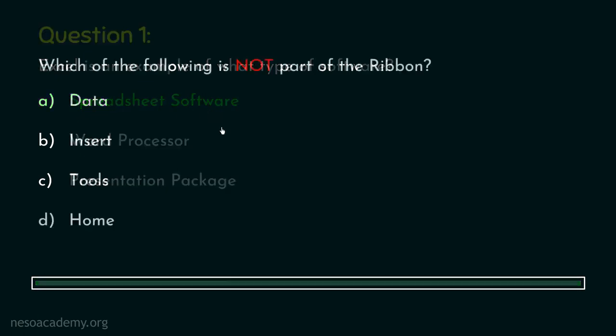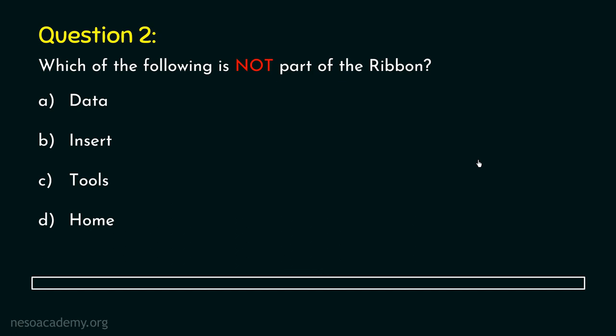Now comes the second question of this quiz on your screen, and you again have 15 seconds to solve this question. So your time starts now. Time up. And the answer to this question is option C, tools.